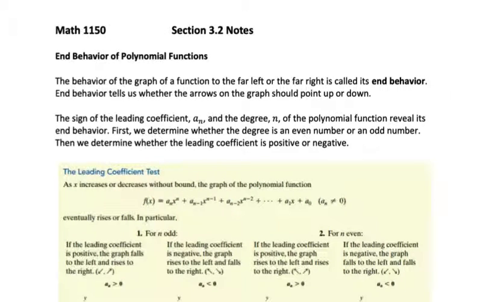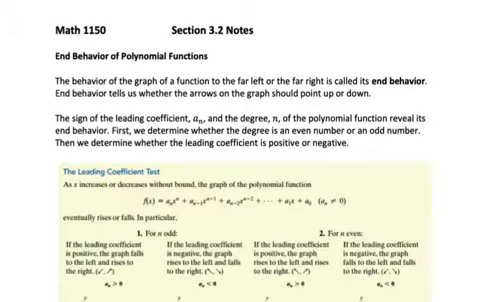In this video for section 3.2, we're going to talk about end behavior of polynomial functions. Section 3.2 is all about graphing polynomial functions, and we've already talked about how to graph a quadratic function and how to graph a linear function. In this section, we're going to be graphing functions that have a degree of 3 or greater. And the first piece of that is determining the end behavior.